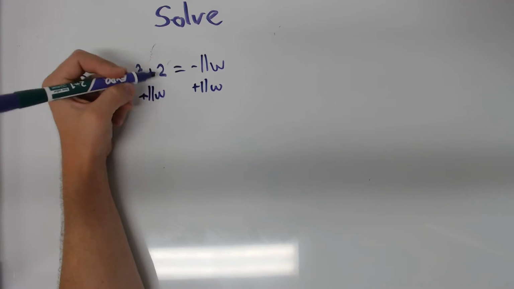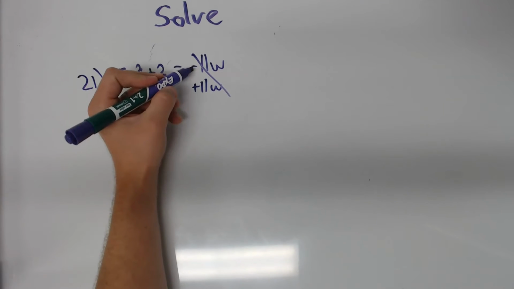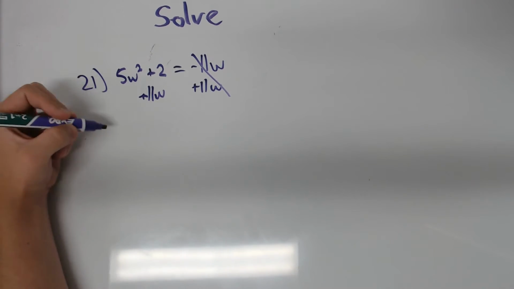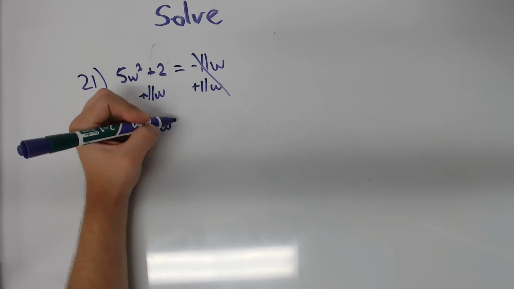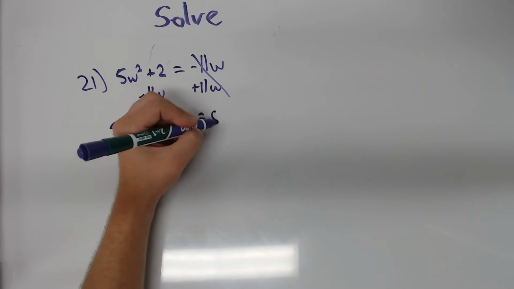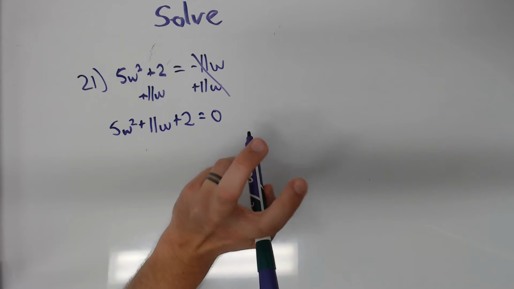To be able to solve this, I'm going to want everything on one side. So I'm going to add the 11w over. Had a negative, a positive will cancel it out. 5w squared plus 11w plus 2 equals 0. I purposefully wrote it with the 11w in the middle because it's our b value.